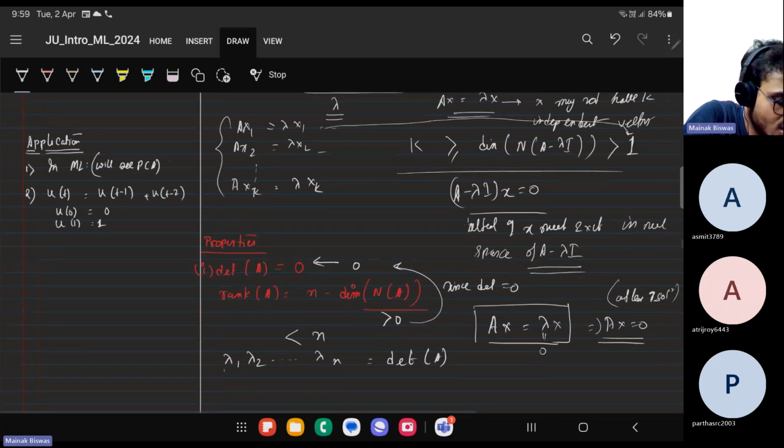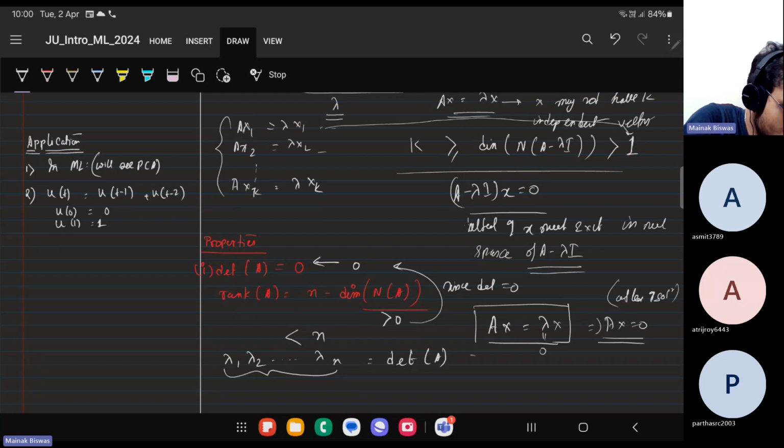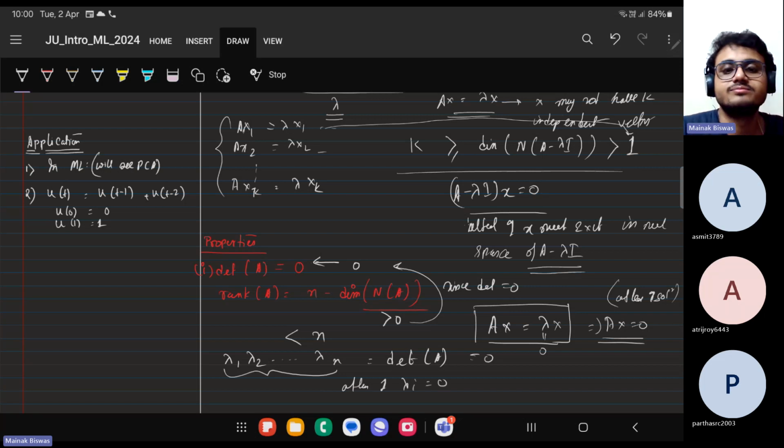Do you agree the product of the eigenvalues has to be the determinant of A? Yes. So if this is 0, at least one lambda_i is equal to 0. Agreed?